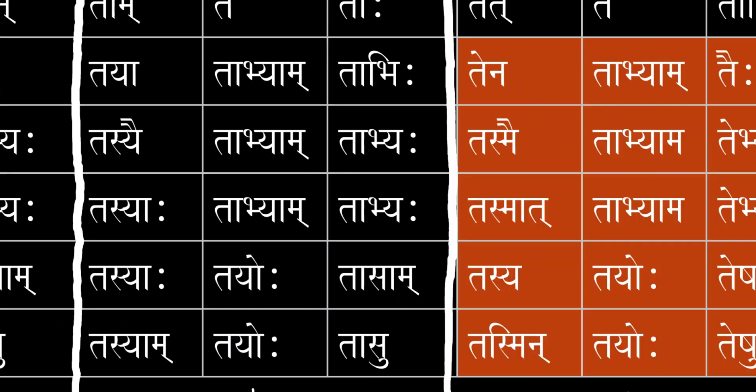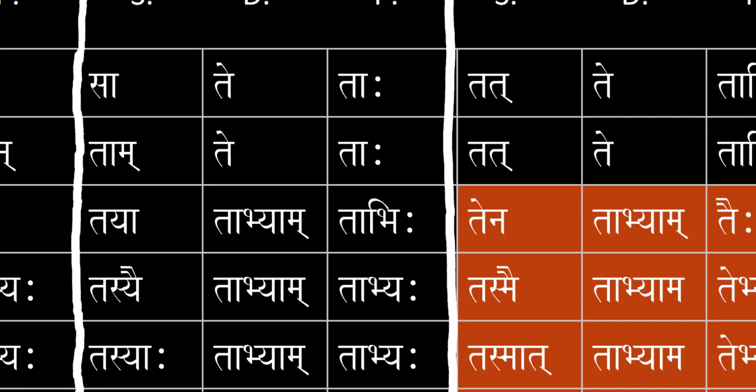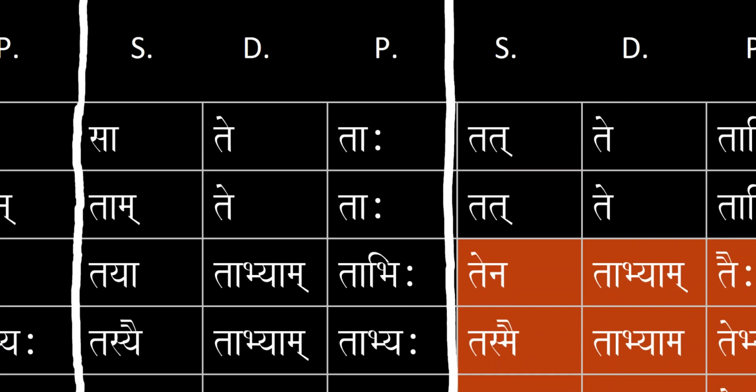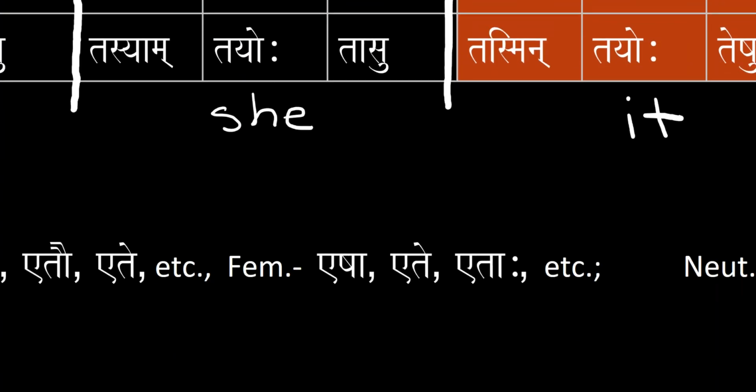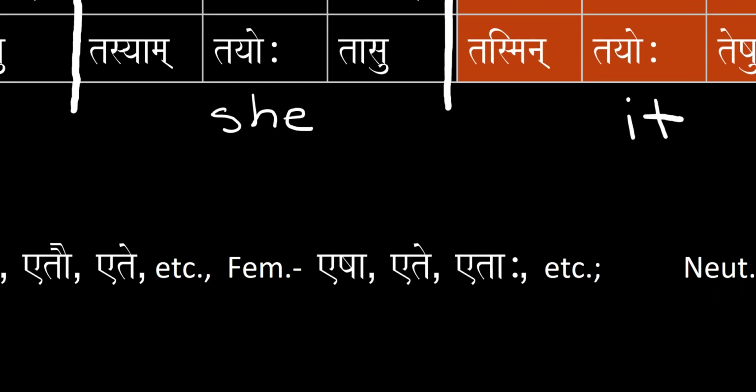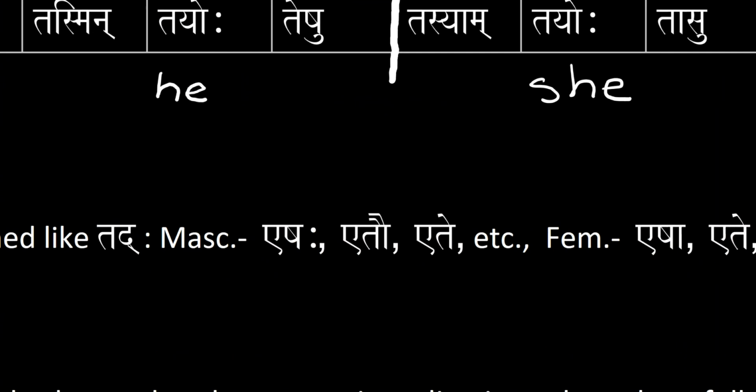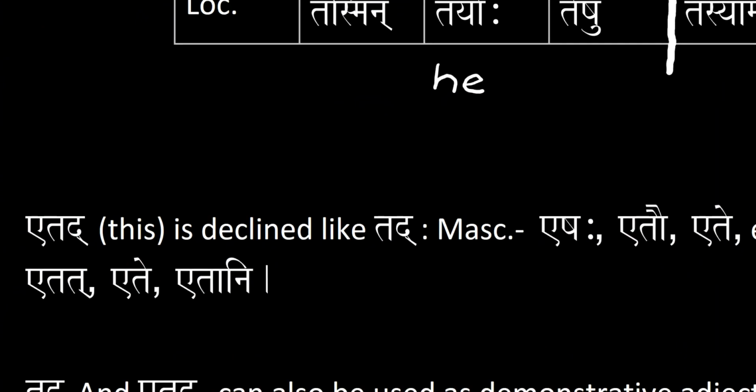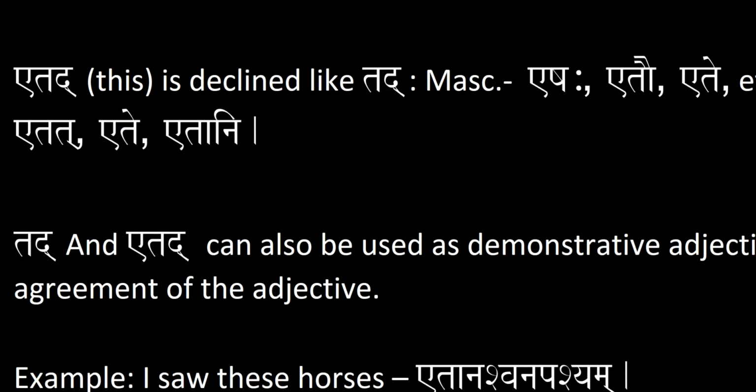Same goes for feminine. So for the word "that," you have nominative, singular, dual, and plural. You have sa, te, and tah. And then for the word "this," you have esha, ete, and etah. For neuter, you have etat, ete, and etani. And then in the word "that," you had tat, te, and tani.